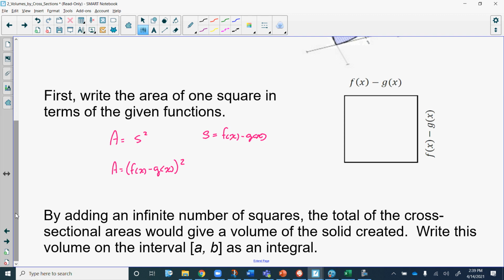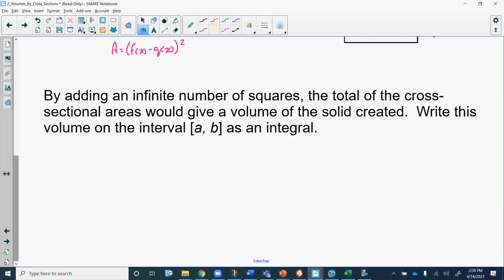And so they're not really giving us much space to write down here, so let's extend that. By adding an infinite number of squares, which is what I was kind of talking about, the total cross-sectional areas would wind up giving the volume created. So here, can we write what the integral would be for the volume? What integral would we use for the volume here in this case? Well, they're giving us our interval. So we're going to say the volume would be from A to B.